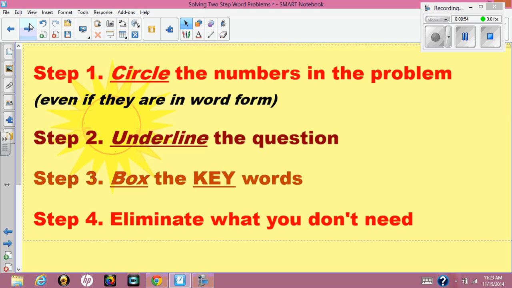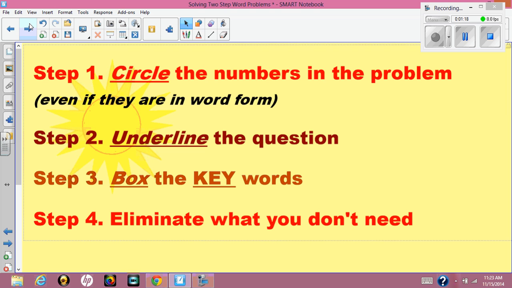Let's go ahead and review what those 4 steps are. Step number 1 is to circle the numbers in the problem. Remember, the numbers may be in word form, and we must dig them out and make sure that we circle all the numbers that are critical to us solving our equation.